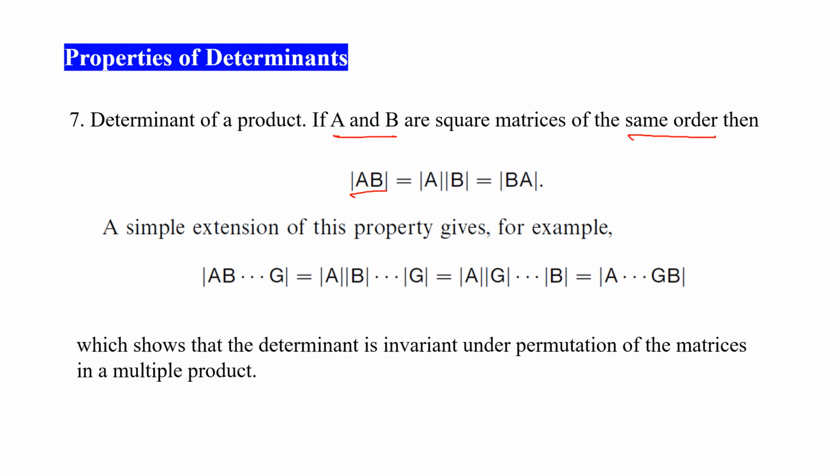A simple extension of this property gives, for example, if you have matrices A, B up to G, then you can extend this one so that you have this expression here or this expression here, which are all equal, and which shows that the determinant is invariant under permutations of the matrices in a multiple product.